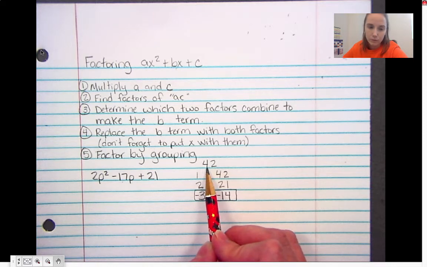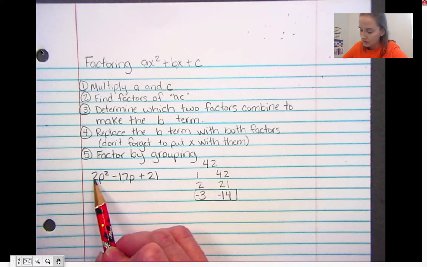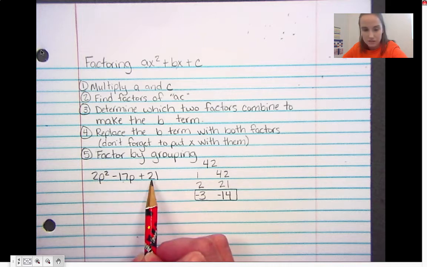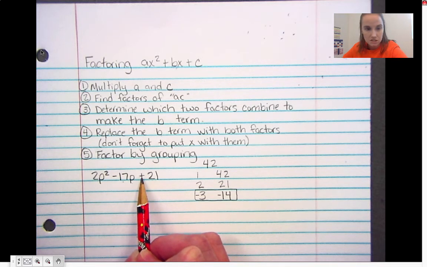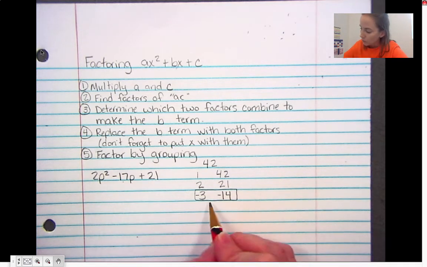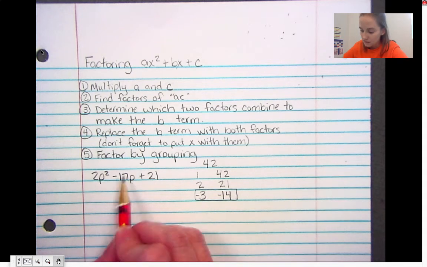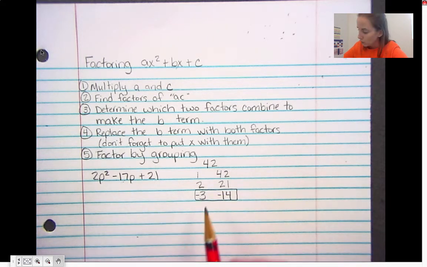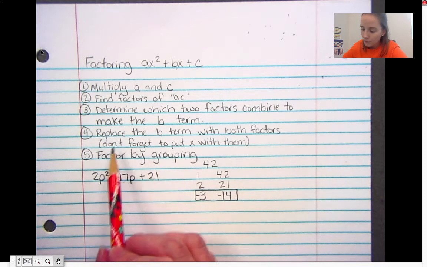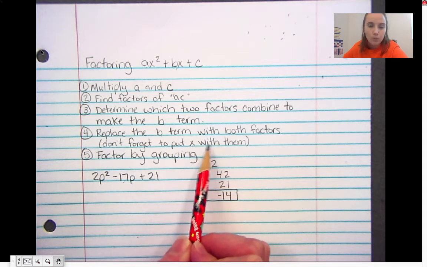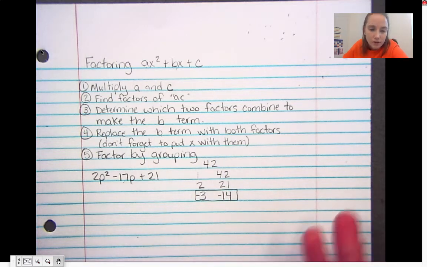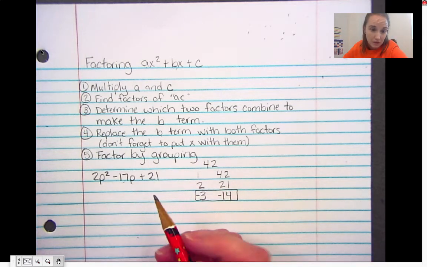So be really careful with the signs. When you multiply the leading coefficient with the c value, you need to pay attention to the sign. So we are going to replace this b term with negative 3 and 14. And don't forget to put an x with them, but really don't forget to put whatever the variable is. In this case, we're using p.